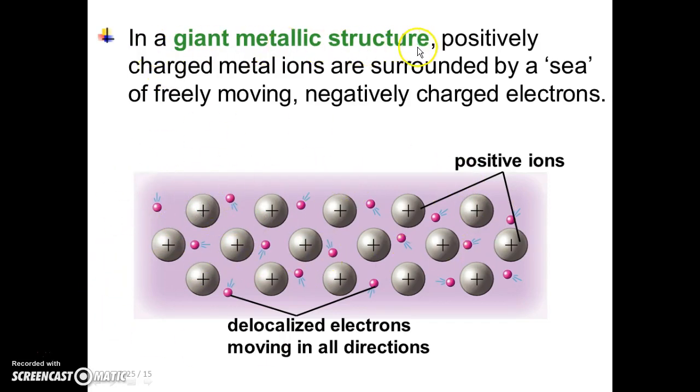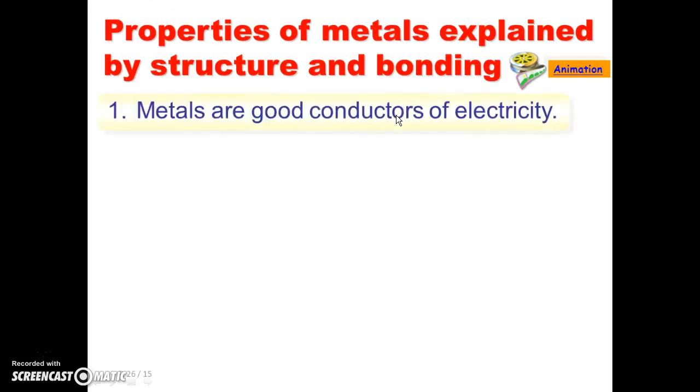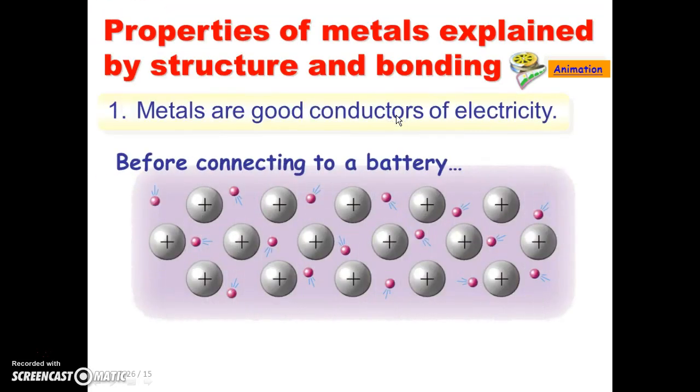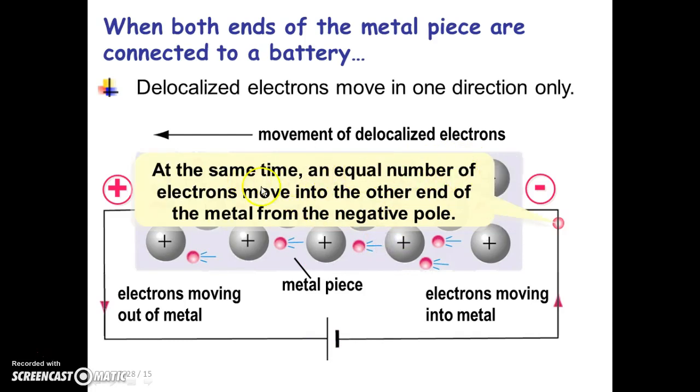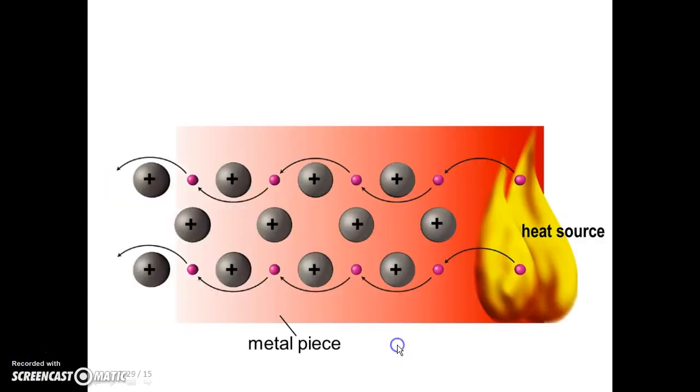So a giant metallic structure is usually a good conductor of electricity. Before connecting to a battery, all the electrons can move in random directions. However, when it is connected to the battery, the delocalized electrons move towards the positive pole of the battery, leaving the metal. At the same time, an equal number of electrons move into the other end of the metal from the negative pole. So electrons are responsible for the electrical conduction.